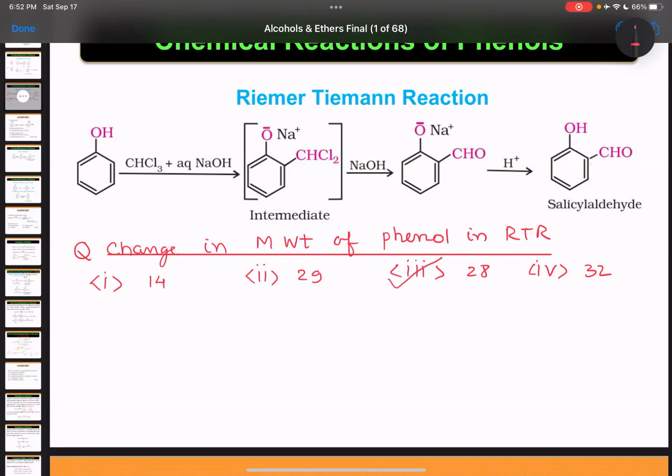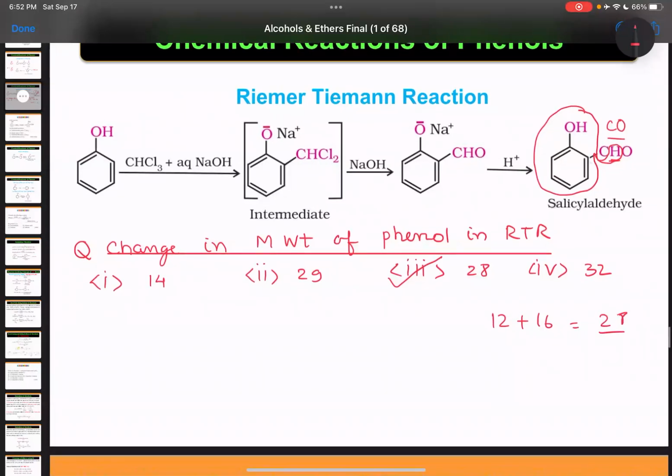Yeah, third one. Actually, you need to consider that H was already there. Everywhere you have H, the phenol is the same. This portion was already there. Only CO is extra, added. Because CO is added, whatever change is observed is only due to CO. So you need to consider only the molar mass of CO, that is 12 plus 16, right? And it is going to be 28.